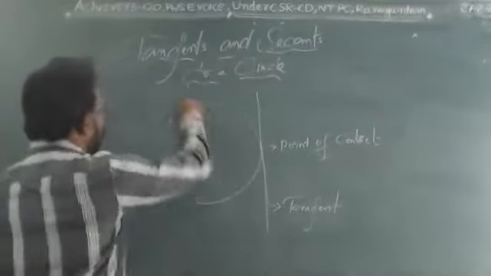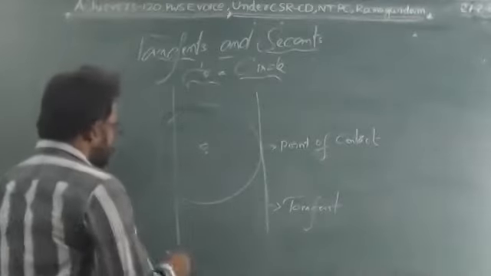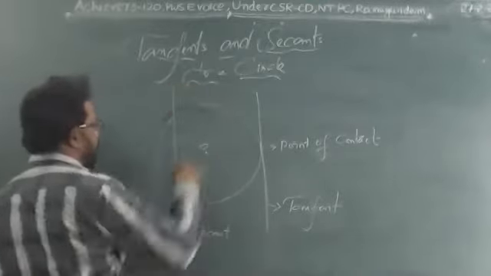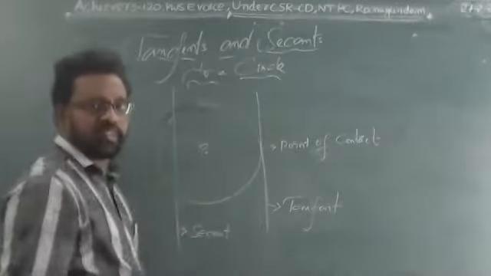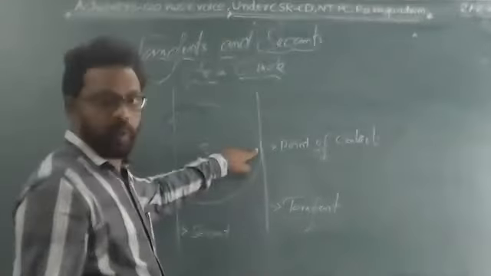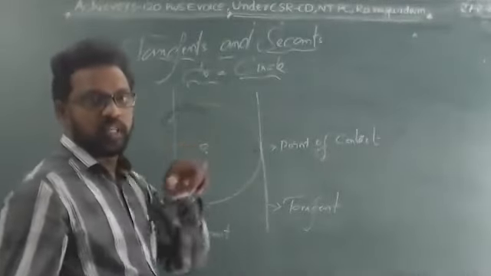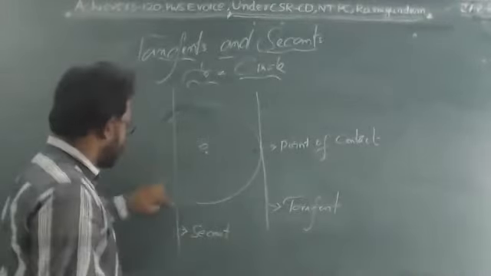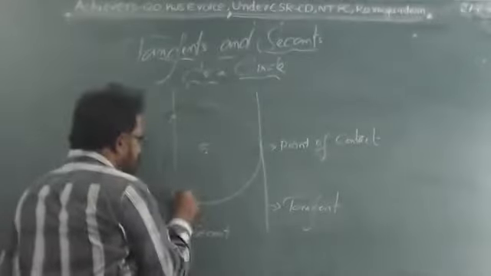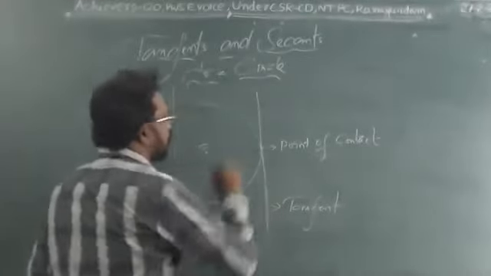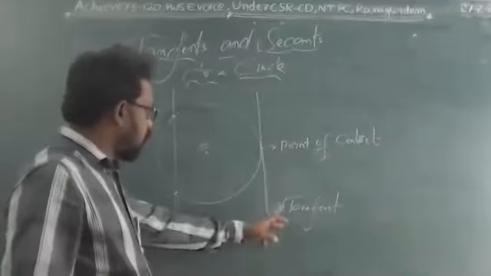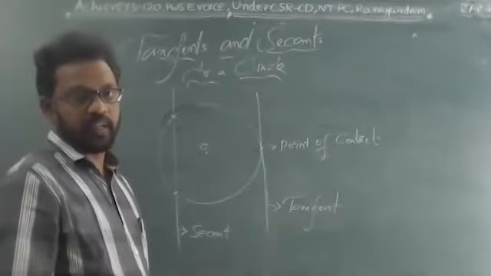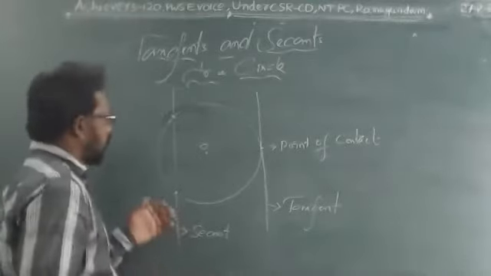And one more line, if you draw it, this is called a secant. The line passes through two points of a circle. This is one point, and this is two points on a circle. This is called a secant of a circle. It touches at two points, and the tangent touches at one point. So this is a tangent and this is a secant. We can say tangent to a circle or secant to a circle.